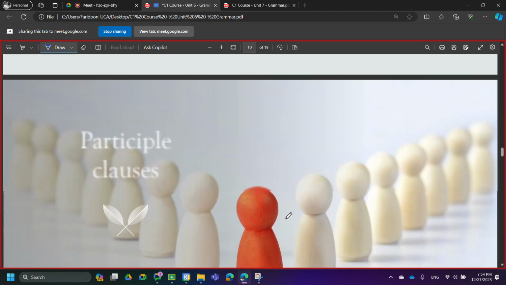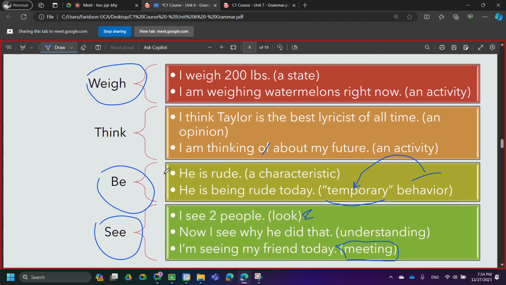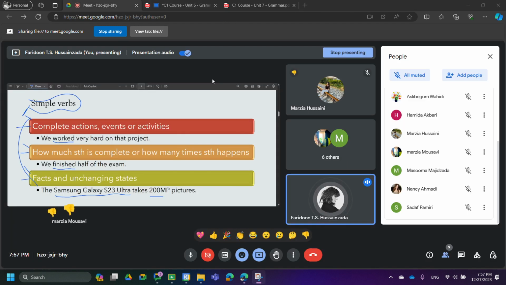Okay, so we have participle clauses. Before we go in there, everyone, I'm going to stop the recording. If you do have any questions, just raise your hand and ask. Good, very good. Okay, so let's now continue, everyone.